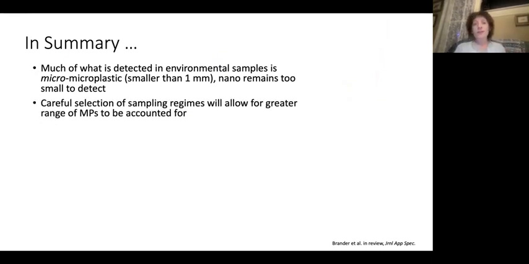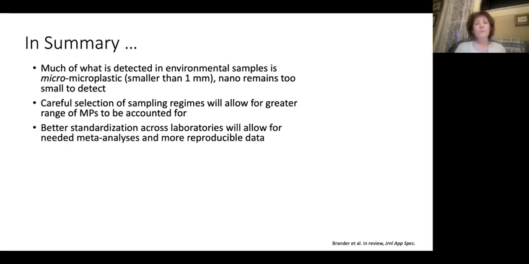Careful selection of sampling regimes will allow for a greater range of microplastics to be accounted for. Better standardization across laboratories allows for much needed meta-analyses and more reproducible data, and that's important for studies from the environment, and it's also really important for toxicology experiments.